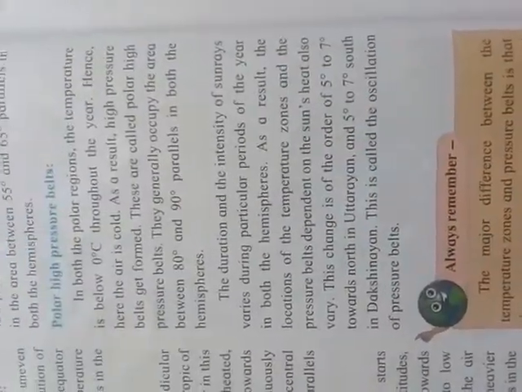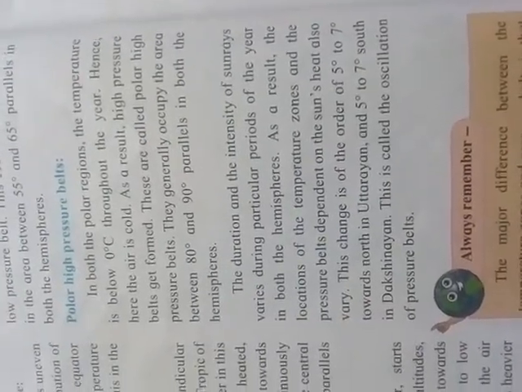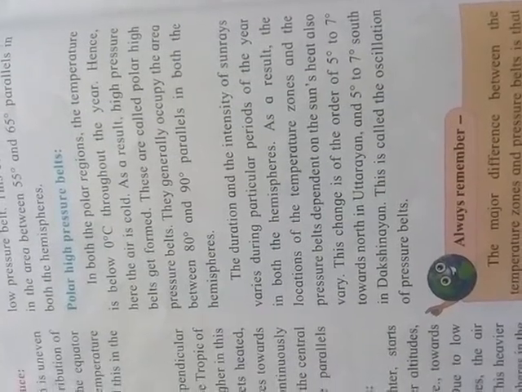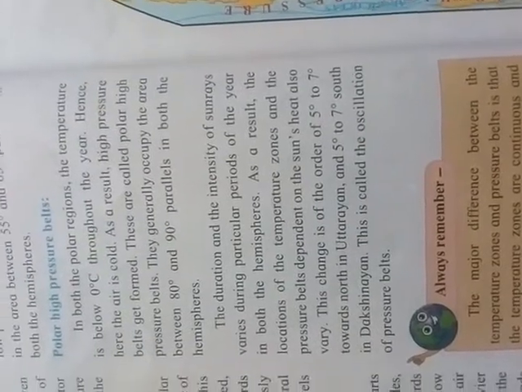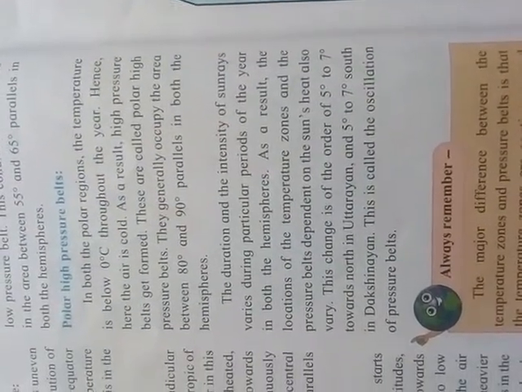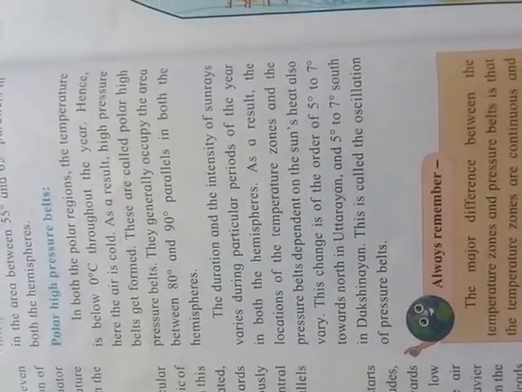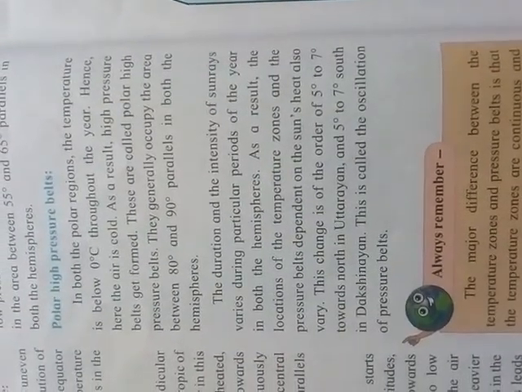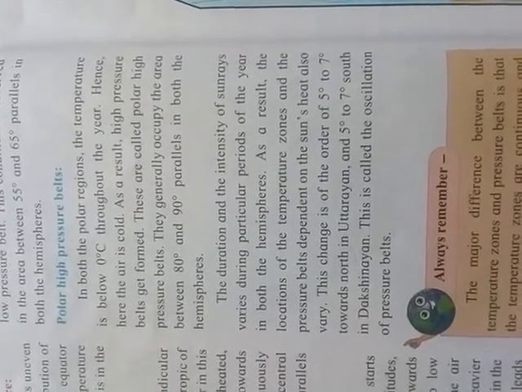And the last point, the polar high pressure belt. In both polar regions the temperature is below 0 degrees Celsius throughout the year. Hence the air there is very cold. As a result, a high pressure belt is formed.